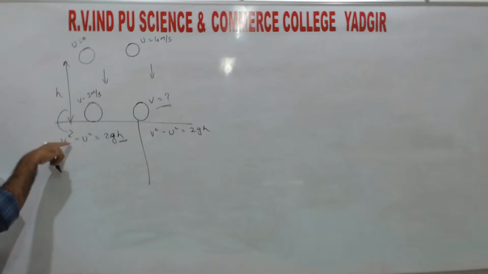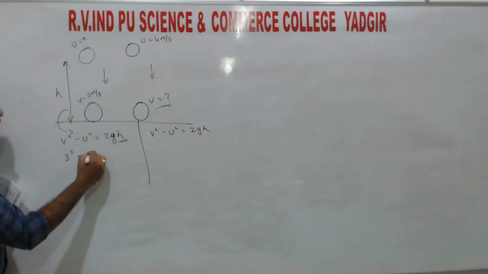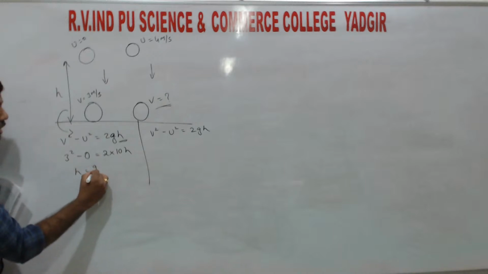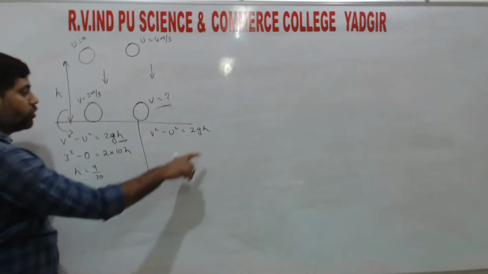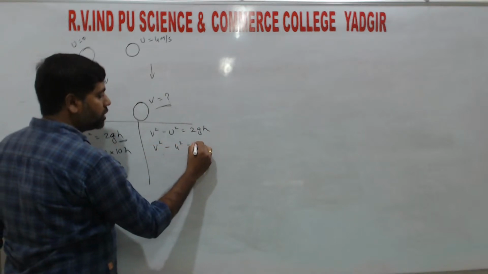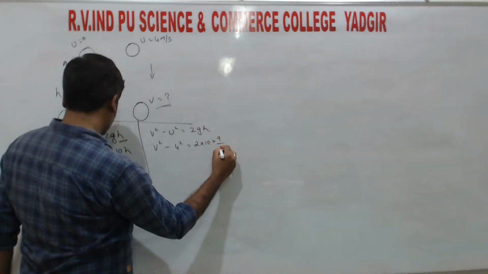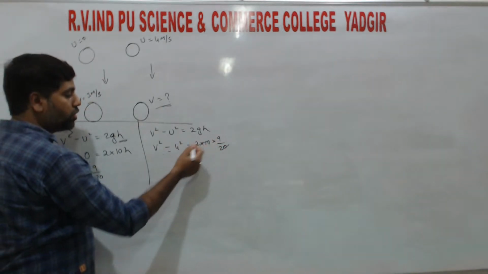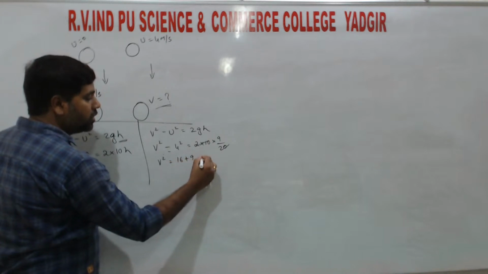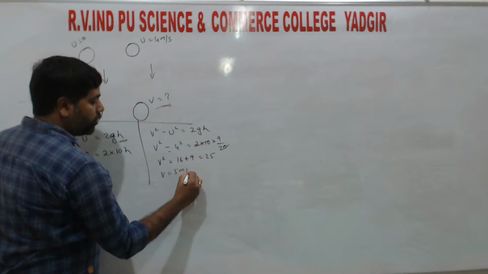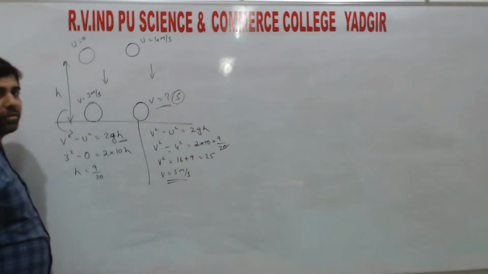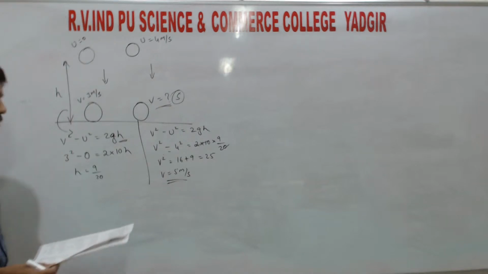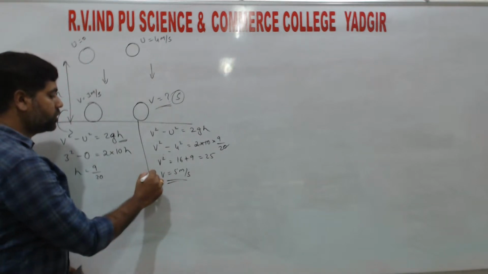So substitute and find the value. So v square is 3 square minus 0, that is equals to 2 into 10 into h, right? So h is equals to 9 divided by 20. So substitute here, we need to find v square minus 4 square, that is equals to 2 into 10 into 9 by 20. So 2 into 10, 20, 20 by 20 cancels, right? So minus 4 square shift to RHS, so it becomes 16 plus 9, that is equals to 25. So v is equals to 5 meter per second. So ಇಲ್ಲಿ ಎಷ್ಟಿರುತ್ತೆ ನಮಗೆ 5 ಇರುತ್ತೆ. So option A.